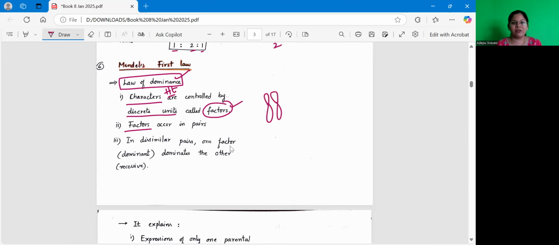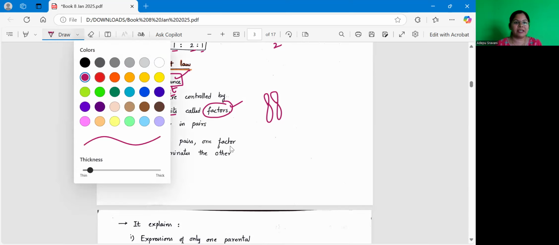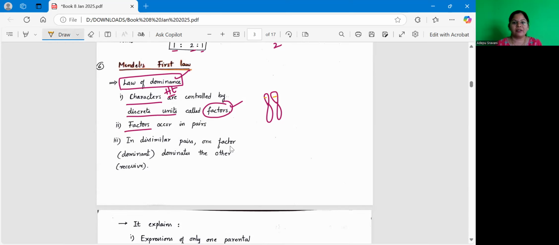Homologous condition we have. So these factors, the capital T, are present in pairs. Okay, so factors occur in pairs. This is the meaning. In a dissimilar pair of factors... Now, since both of them are similar, we call it homozygous condition. Clear? And how will be the morphology of this plant? It will be tall because both of them have capital T.